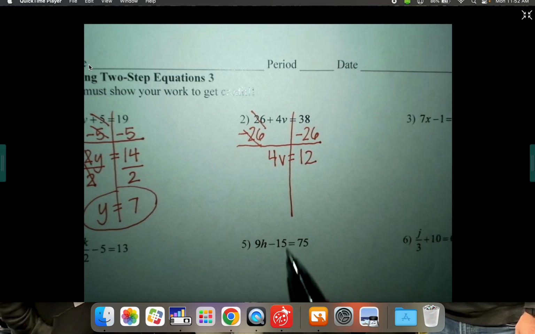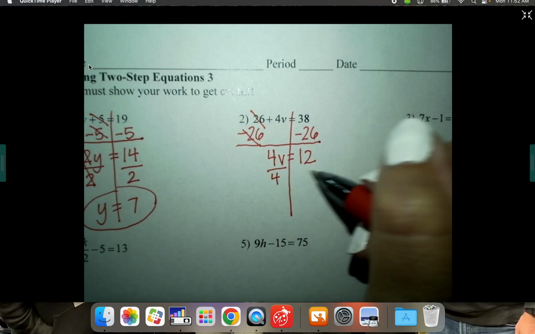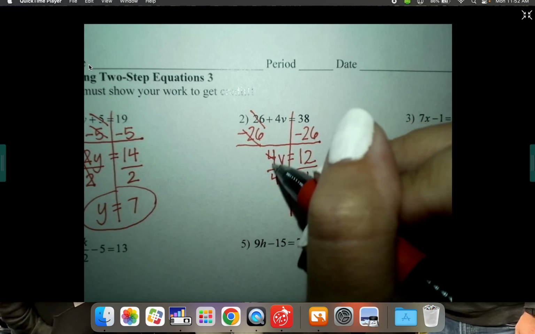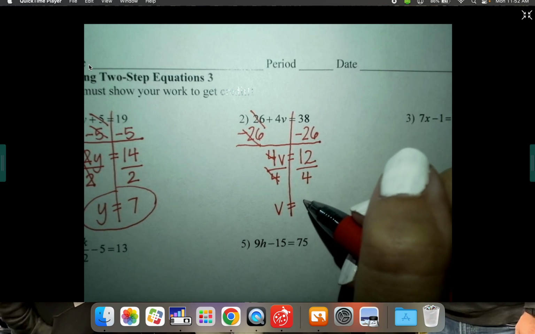And then the last step, v is being multiplied by 4, so we're going to divide by 4 on both sides. Cancel, cancel, leaving v by itself. 12 divided by 4 is 3.